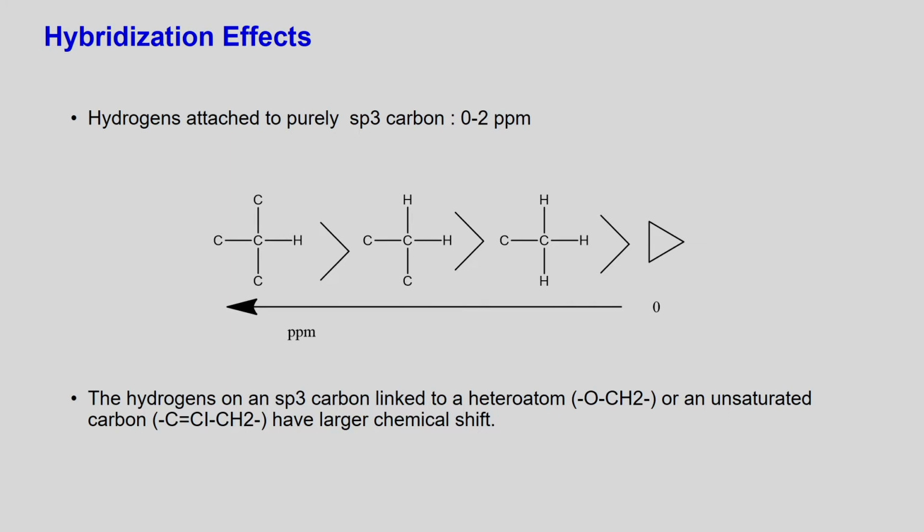Now, let us see the second factor, which is the hybridization effect. Hybridization, what does that mean? If a hydrogen is attached to a purely sp3 carbon, then it will have a chemical shift between 0 to 2 ppm. So, a chemical shift of 0 to 2 ppm indicates that it is highly shielded. I have shown here the different types, that is sp3, like that.